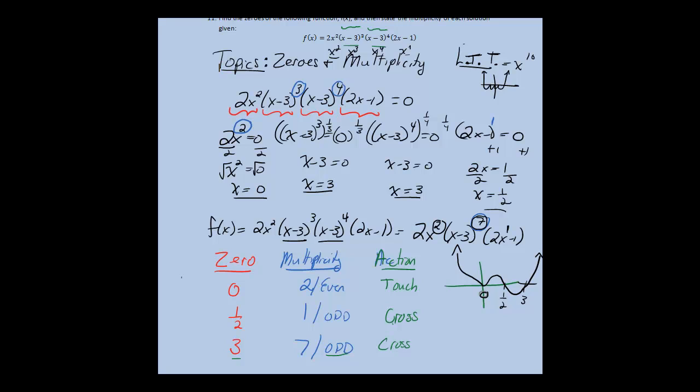So notice here at 0, it just touches. At 1/2, it actually crosses because the multiplicity is odd. And then at 3, it is also going to cross. So now let us go on to the next question.